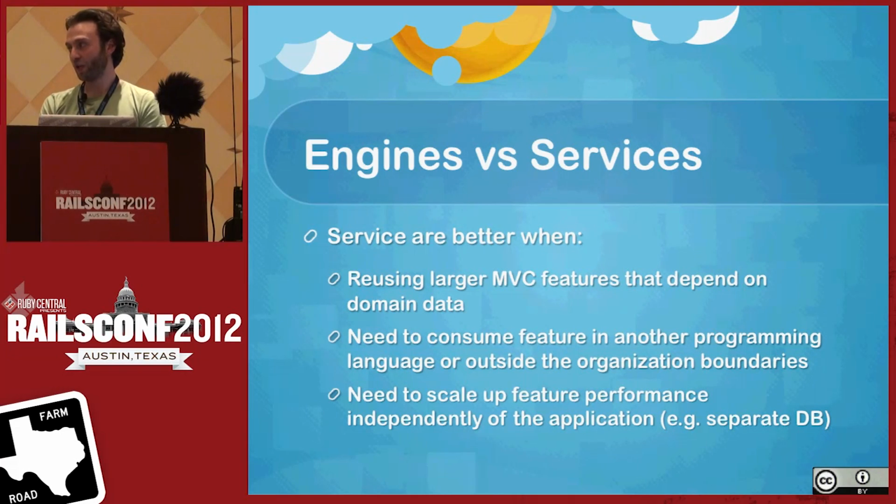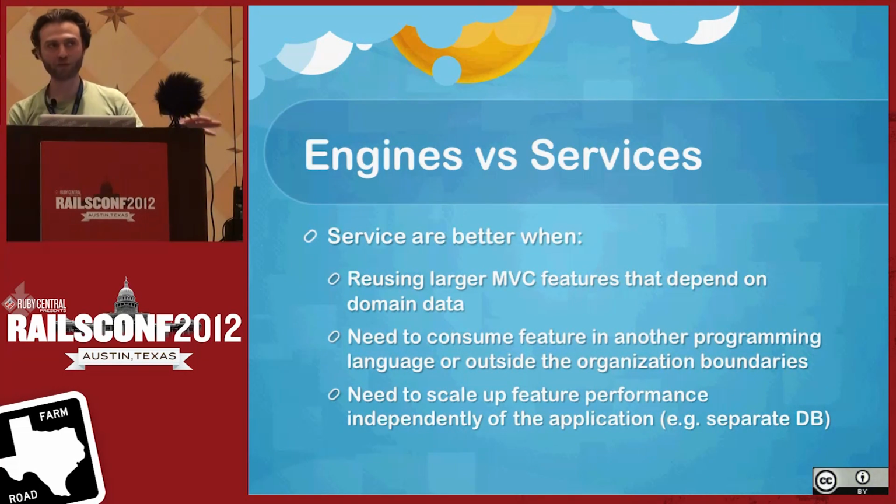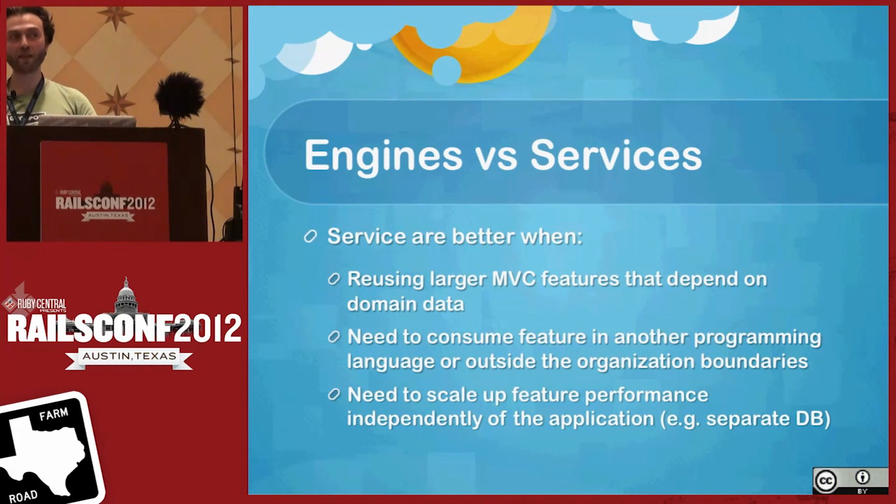Services are better when reusing larger MVC features that depend on domain data, especially if you want to consume them in another programming language. If you're working in Ruby on Rails across all your projects, you don't have that problem. But once you need Java applications or other clients outside the company, outside the organization boundaries, to consume the feature, then you probably want it to be a service.